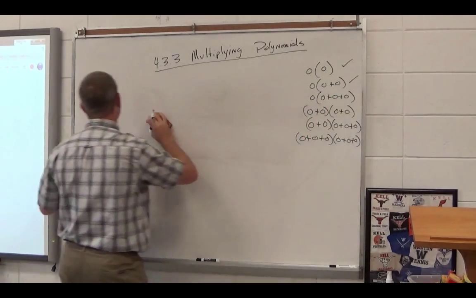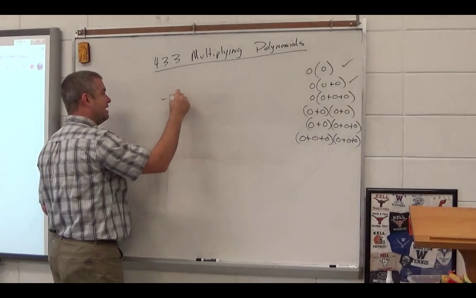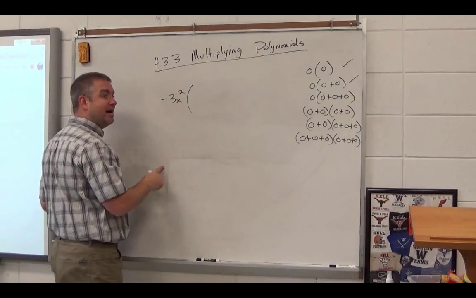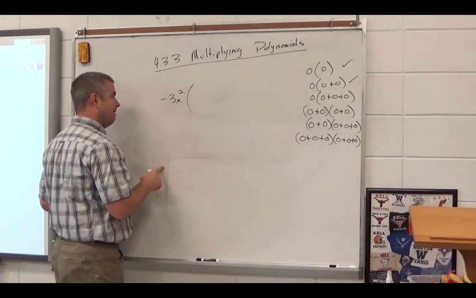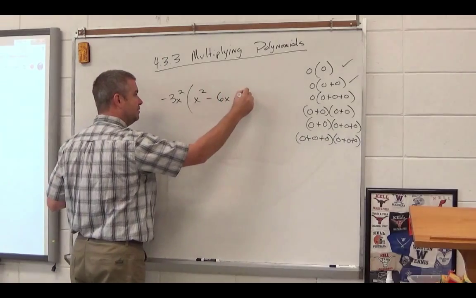Let's talk about monomial times trinomial. Negative 3x squared, a little harder. I threw a negative in there, I threw a higher power in there, or degree. And let's do x squared minus 6x plus 9.